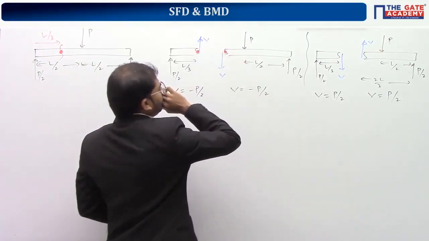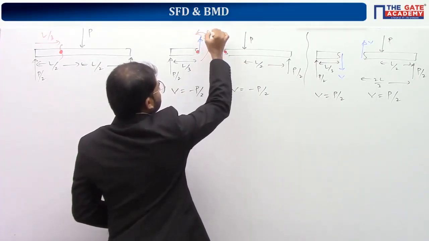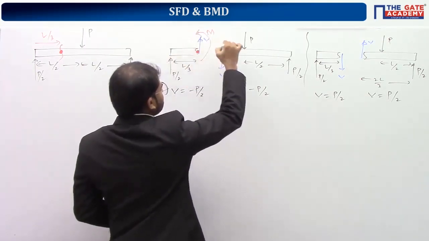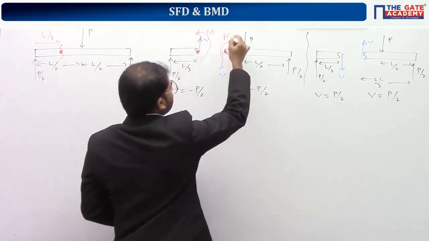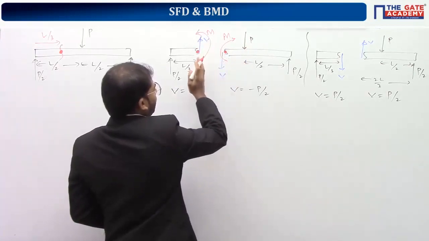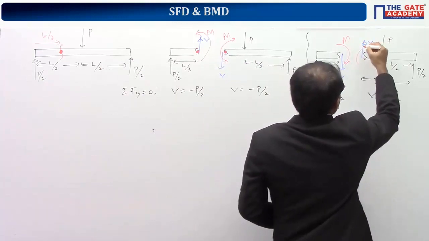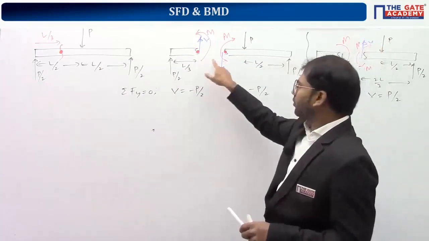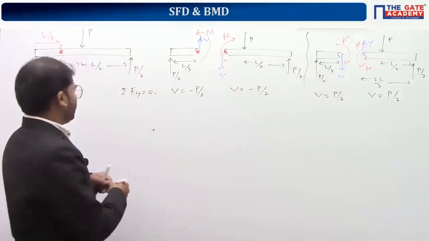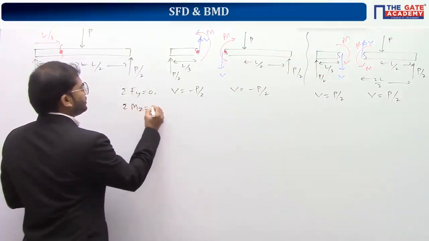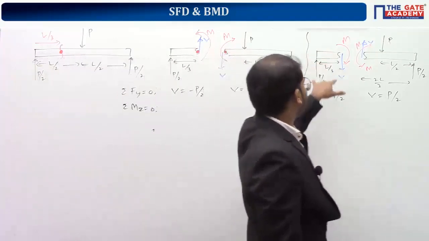Now here, if you take the unknown moment, we can take anti-clockwise on this side. If you are taking anti-clockwise on this side, you should take clockwise on this side. So I took anti-clockwise, clockwise. Here it should become clockwise and anti-clockwise. So like Chandresh was saying, we should apply net moment is equal to 0. You can apply this condition and get the value of M here, M here, M here, M here.